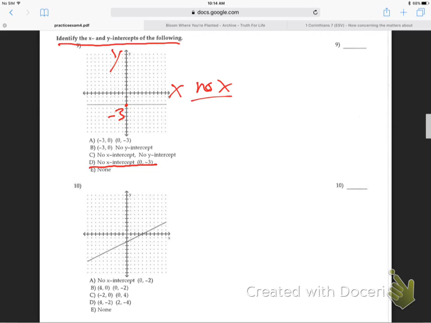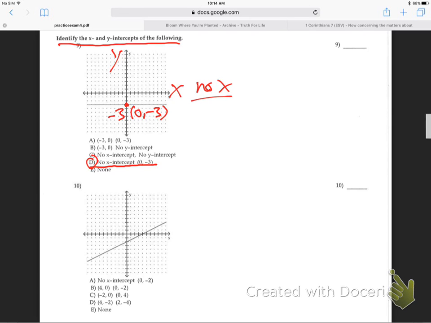What is this point? Over 0, down 3, this dot right here. Everybody with me on that? That dot is over 0, down 3. So our answer is D. No x-intercept and over 0, down 3 is the y-intercept.